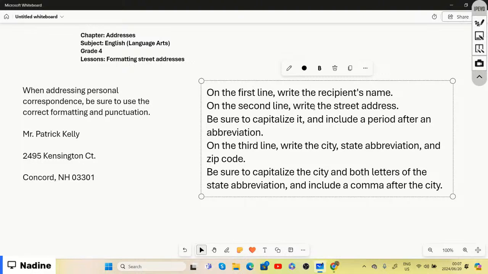when you write your address because you want somebody to send you mail, there's a certain way in which you need to write your address. And when addressing personal correspondence, we need to be sure to use the correct format as well as the punctuation when it comes to our addresses, right?